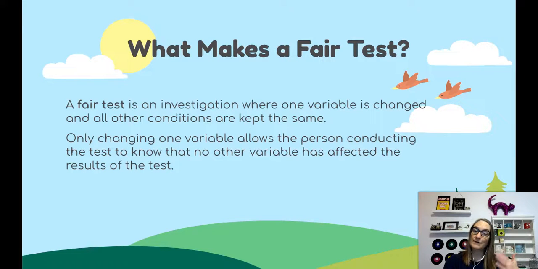For example, if we wanted to test whether plants grow better with plant food versus plain water, we'd want to make sure that we have two plants. They are both planted in the same type and amount of soil. They have the same light and temperature conditions, and they get the same amount of water every day. The only one thing that we would change would be that one of the plants would get some plant food included with its water, and the other would not.